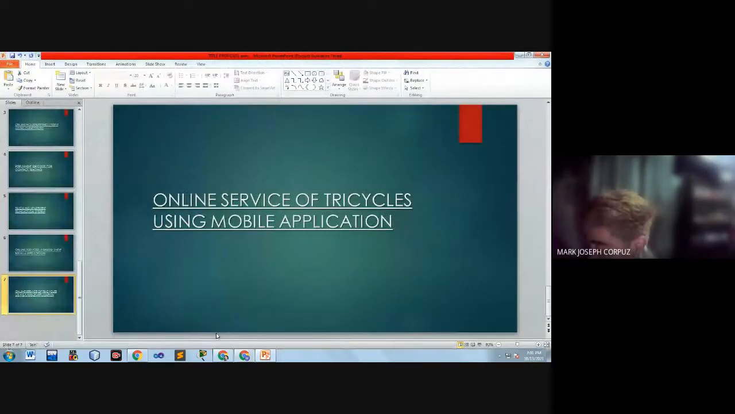Online service of tricycles using a mobile application. This mobile application aims to focus on people with disabilities and senior citizens. It will also be beneficial for regular people. People who use this app will be able to save time. With the help of this application, the customer will need to provide their name and address to know their identity and current location. That's all.